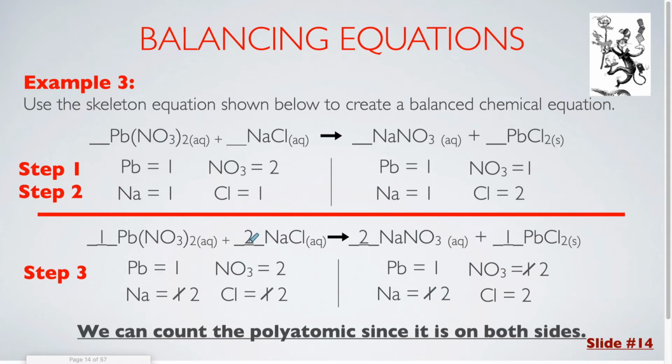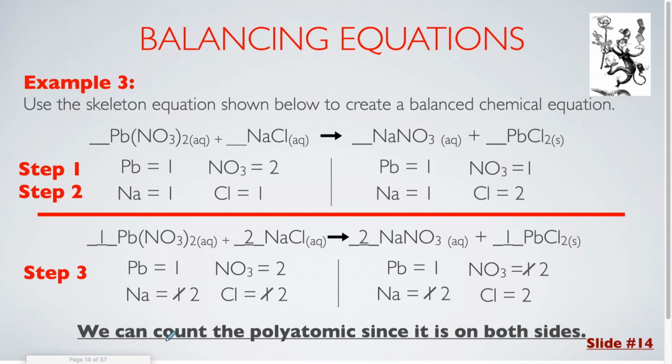That was fixed here by putting a 2 in front of the NaCl. That changes sodiums to 2, and changes the chlorines to 2 as well. Now if I double check my count, 1, 2, 2, 2, 1, 2, 2, 2. So now it is all fixed. Any spaces that were left empty before, I put coefficients of 1, and now I have a balanced equation.